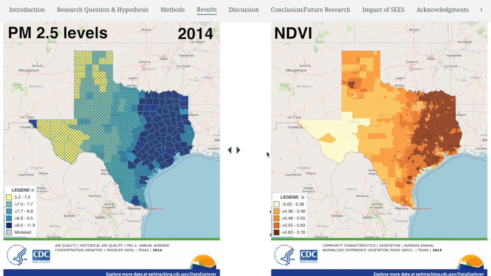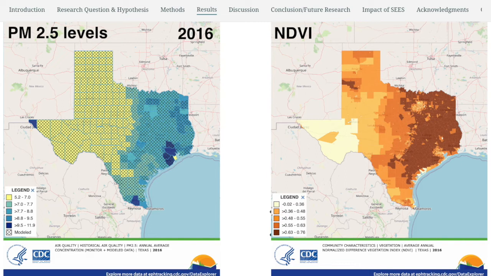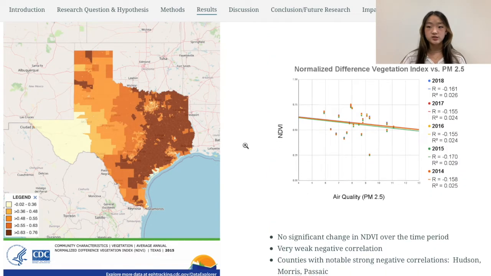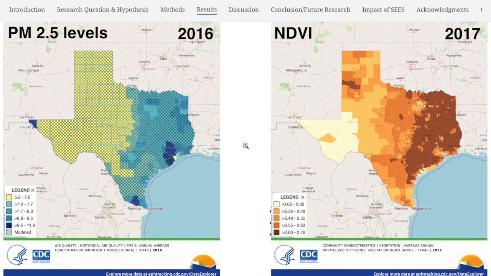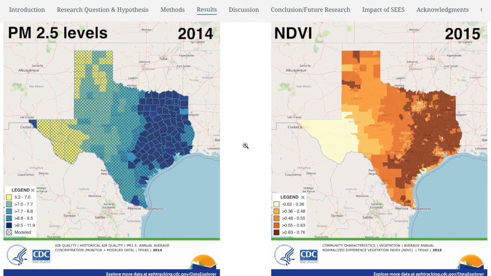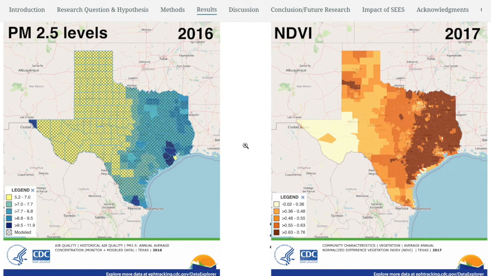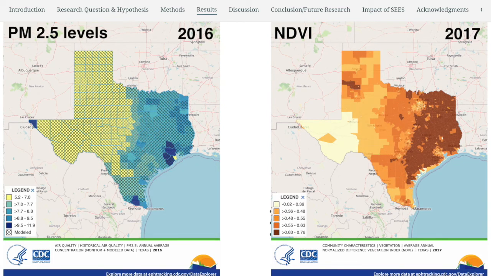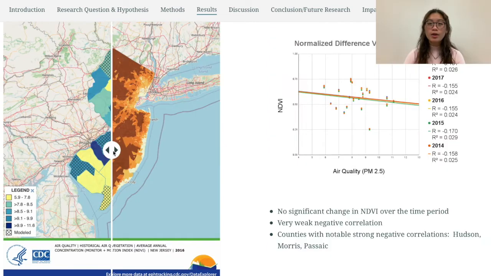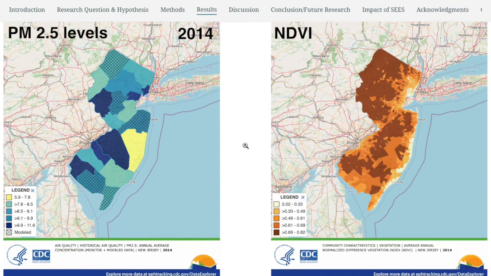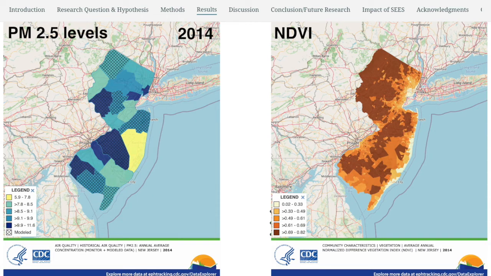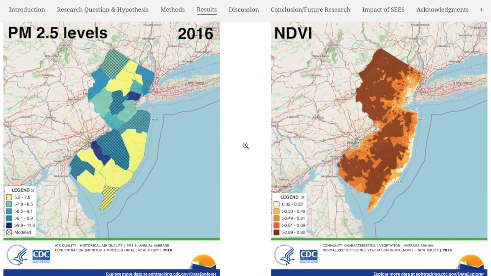However, when comparing air quality and NDVI maps over time, there seems to be a sort of delayed effect between the two. In other words, changes in PM 2.5 levels for 1 year seem to be correlated with NDVI for the next year. The PM 2.5 and NDVI for Fort Bend, Culberson, and Duval counties appear to have higher direct correlations. There was no significant change in vegetation coverage over the 5-year period, so it is difficult to accurately analyze correlation between PM 2.5 values and NDVI in New Jersey.